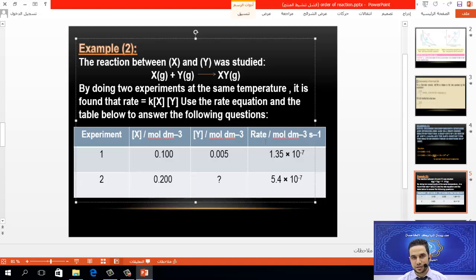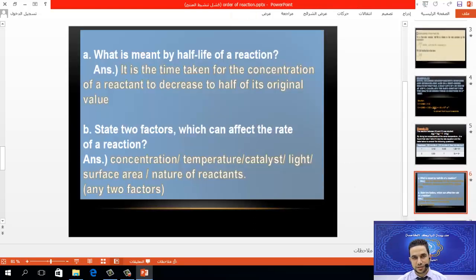So firstly, we asked you two theoretical questions. Number 1, what is meant by half-life of a reaction? We said it a few minutes ago, the time for the concentration of a reactant to decrease or to fall to half of its original value, to half of its initial concentration. So you can change some words, but don't forget the keywords. Time for concentration to be half of its original value.